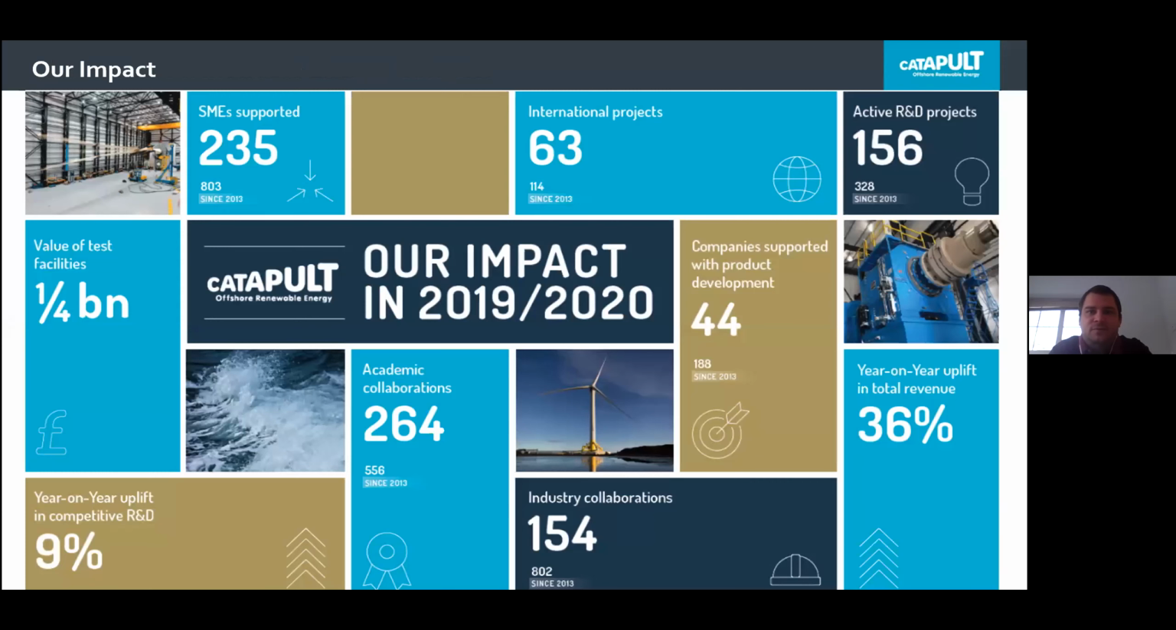To give you an idea of some of the work that we've done or carry out, in the last year that we have a full record, we worked with over 200 SMEs on over 60 international projects. We have in excess of 250 academic collaborations, and we're working on product development projects. We had 44 in that year. We've got over $250 million valued test facilities, primarily based in Blythe in the northeast of England, but also including our own turbine in Scotland.